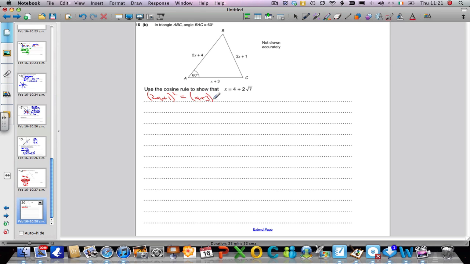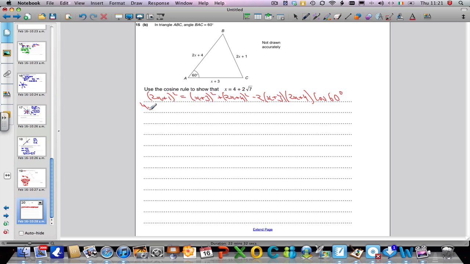x plus 3 squared plus 2x plus 4 squared minus 2 times x plus 3 times 2x plus 4 times cosine 60. Right, now remember, we've already shown that cosine 60 is a half. Okay, so I'm going to expand this out. When I expand that out, again, I'm going to do it quickly.